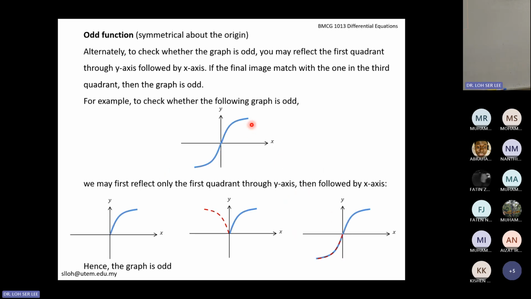We look at this one. These are the steps. Now we want to check whether this is odd. So we take the graph from one quadrant, this one.